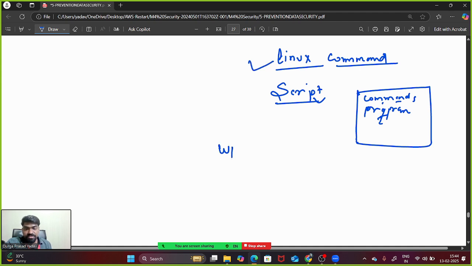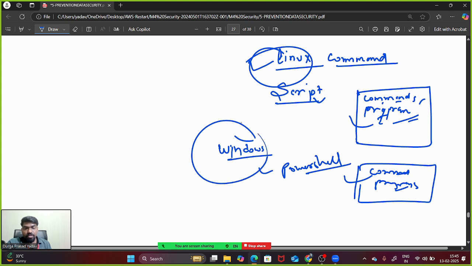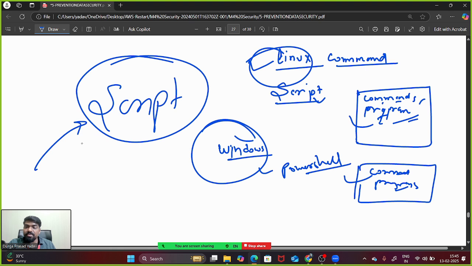When it comes to Windows, in Windows we have PowerShell, guys. And under PowerShell also you can keep the same commands and programs. So overall, by using these commands and programs, we get a document. These are all different operating systems, but out of it we get something called a script, right? And this script you have to run. Once you run this script where some commands and programs are there, then you can also call it Run Command.